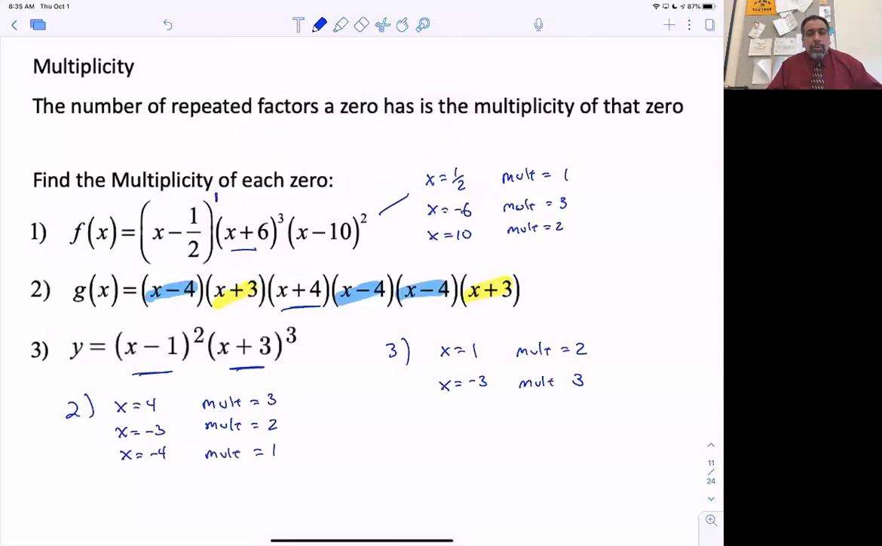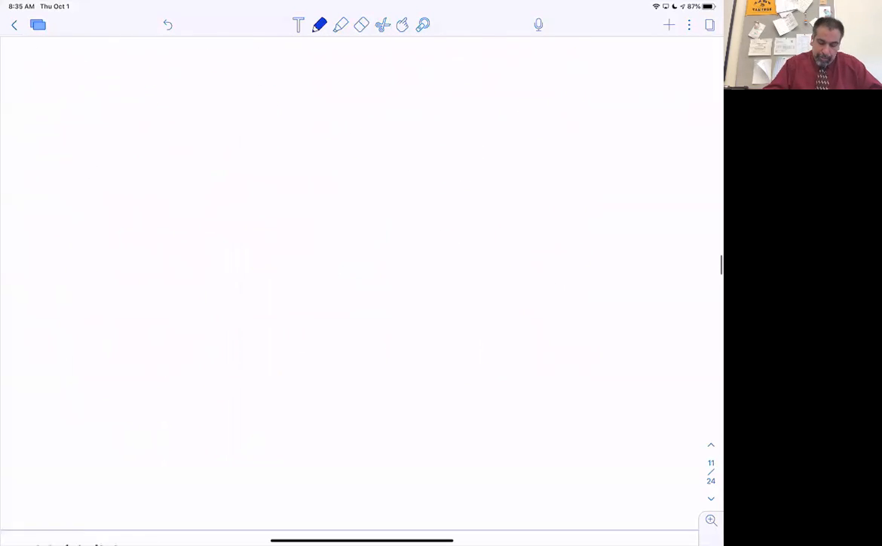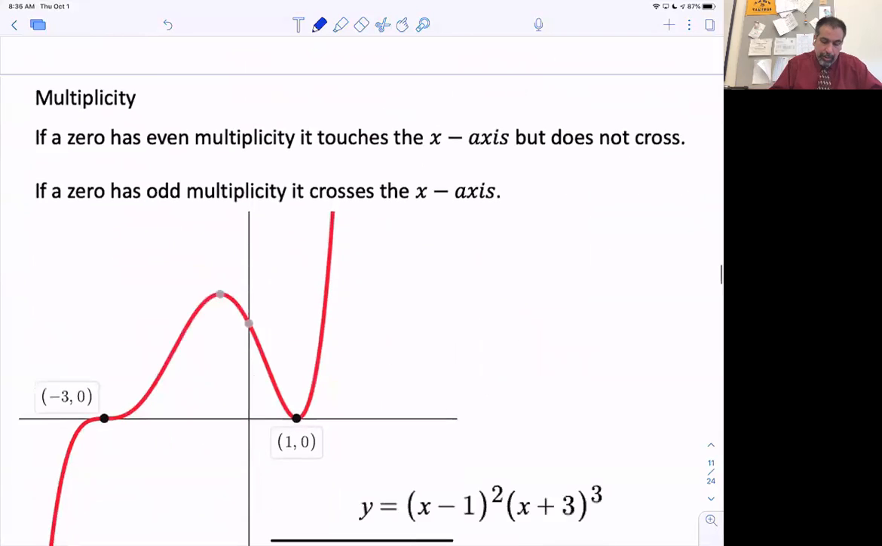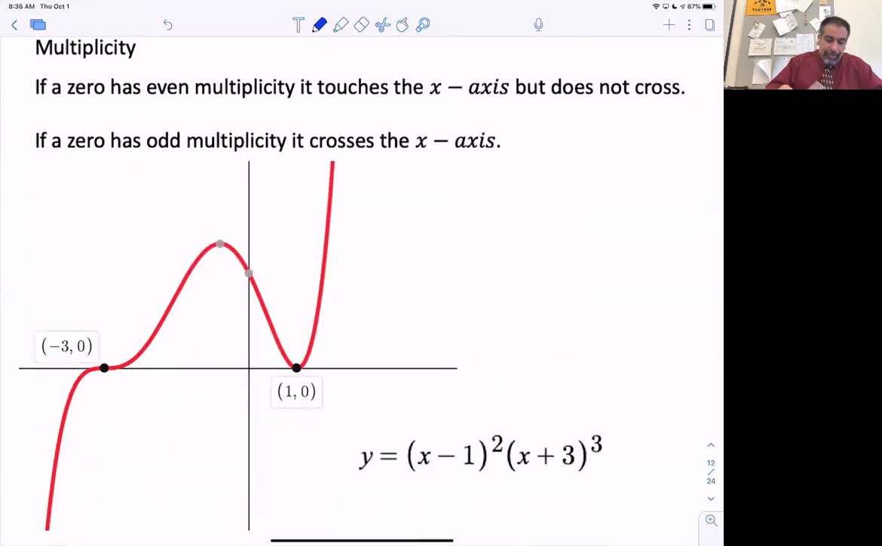Okay, really short section this time. All we're talking about are the properties of zeros and how to find the multiplicity. We're going to learn that multiplicity has some really good properties. When we're graphing, if a 0 has an even multiplicity, what we're going to see is it touches the x-axis.